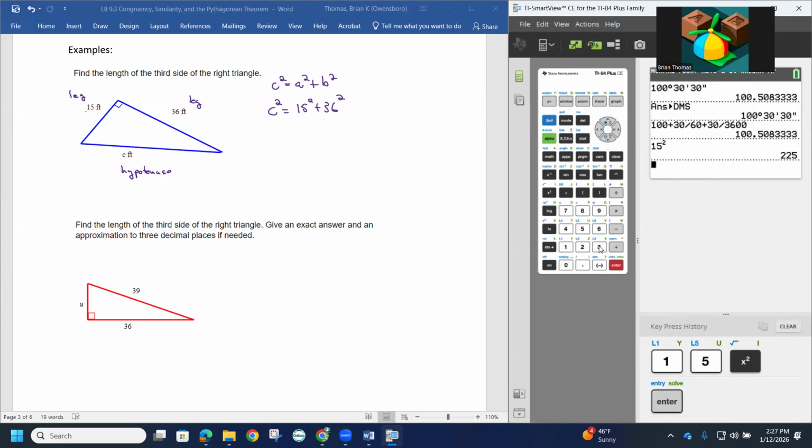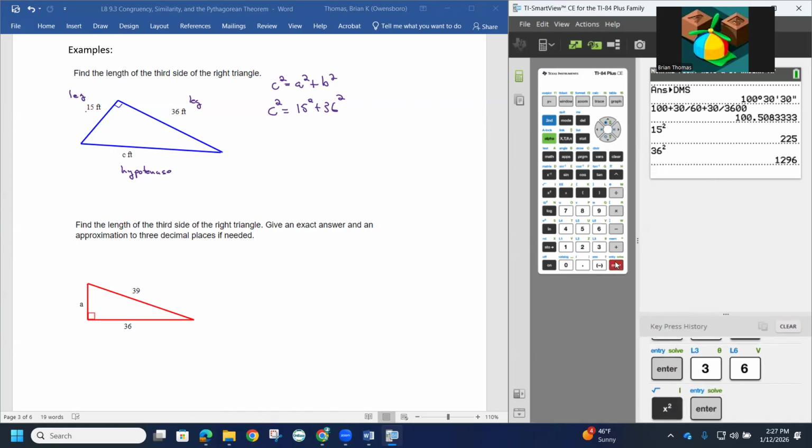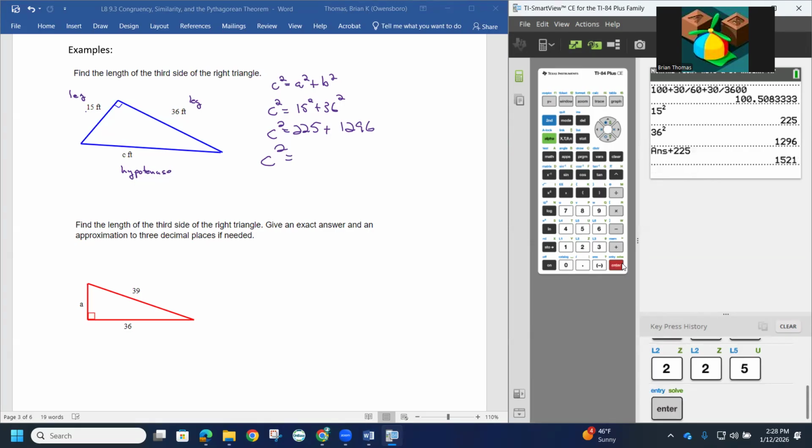And then if I do 36 and square that, that'll give me 1296. So c squared is going to equal this 225 plus this 1296. I can add these two together. So that 1296, if I add the 225 to that, I should be getting something a little bit over 1500. So 1521. So c squared is going to equal this 1521.